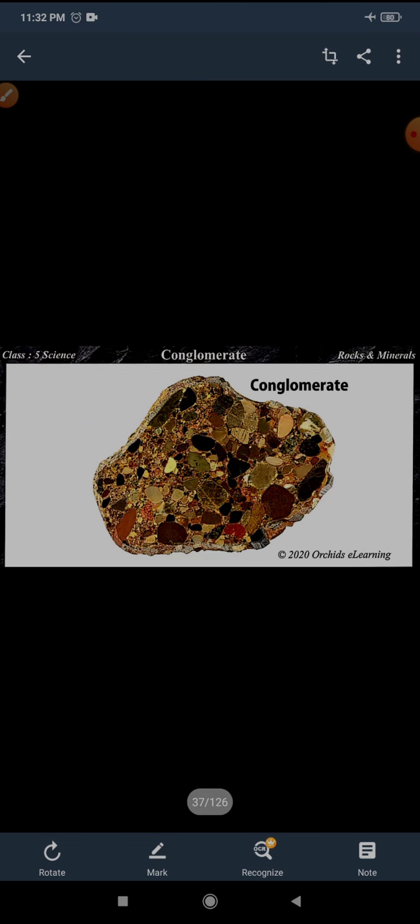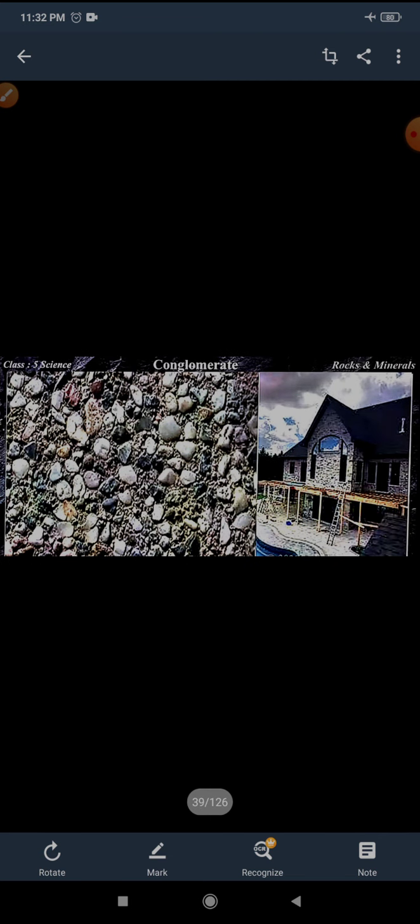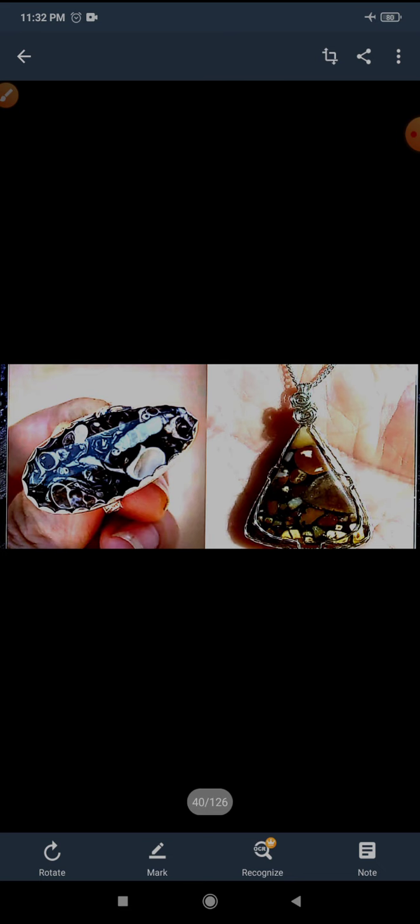This is conglomerate. Conglomerate has rounded stones such as pebbles and gravels cemented together into a mass. It has a coarse grain and can withstand weathering. It is used in construction, and is also polished to make ornaments.